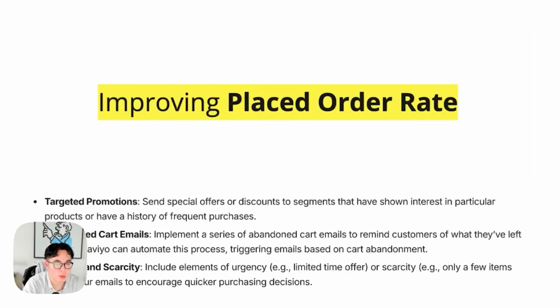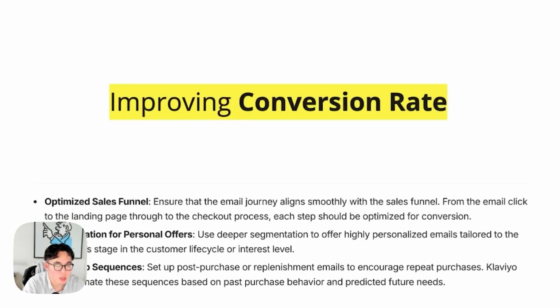To improve place order rates, you want more targeted promotions, abandoned cart emails, and also add urgency and scarcity in your content. Improving conversion rate: here, you can optimize your sales funnel, use segmentation for personalized offers, and also follow-up sequences.